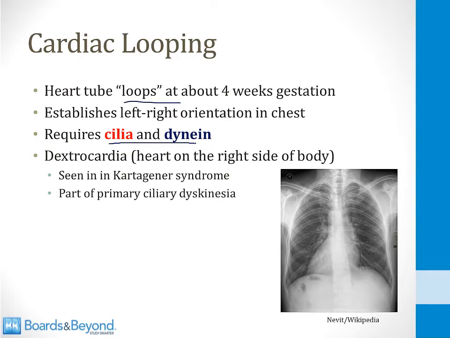If cilia and dynein are abnormal, this can lead to dextrocardia. This is when the heart is found on the right side of the body. This is an X-ray of a patient with dextrocardia. Note that the heart is located on the right side of the chest, not the left side where it should be. And dextrocardia is seen in Kartagener syndrome, which is part of the disorder called primary ciliary dyskinesia, and I discuss both of these things in videos in the cell biology section.